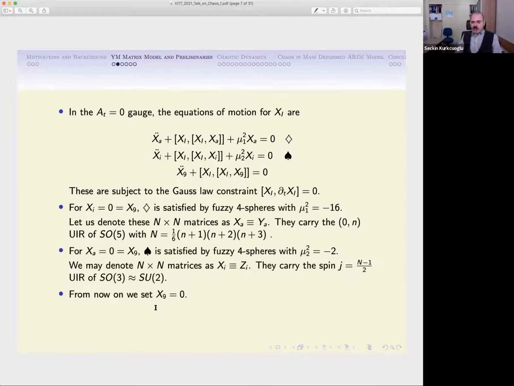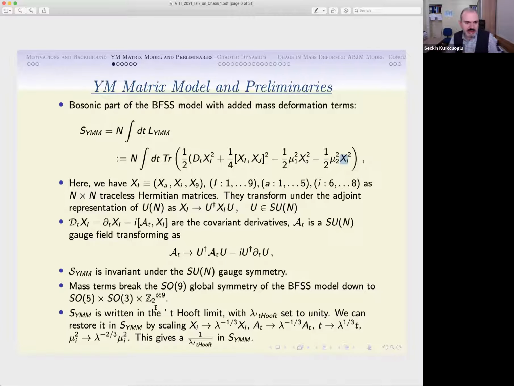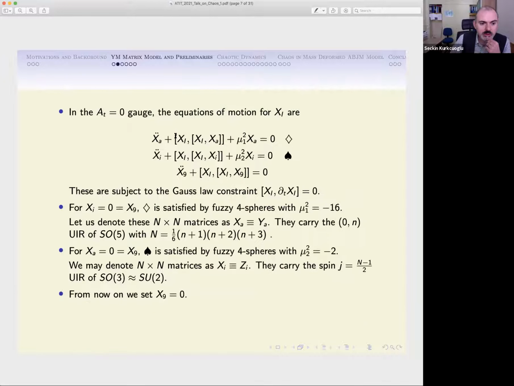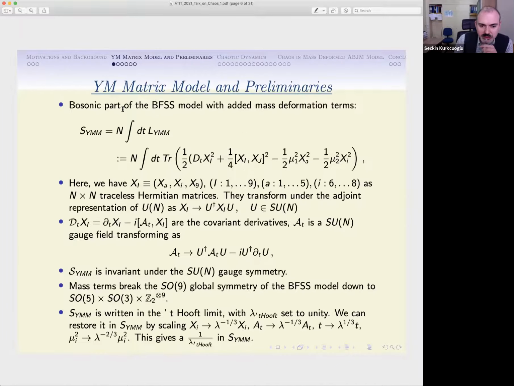Very well. In order to proceed, what one can do is to fix the gauge. One can fix the gauge in the following way: one can take the gauge field to be equal to 0. One can use this gauge. What does this mean? This means the following.